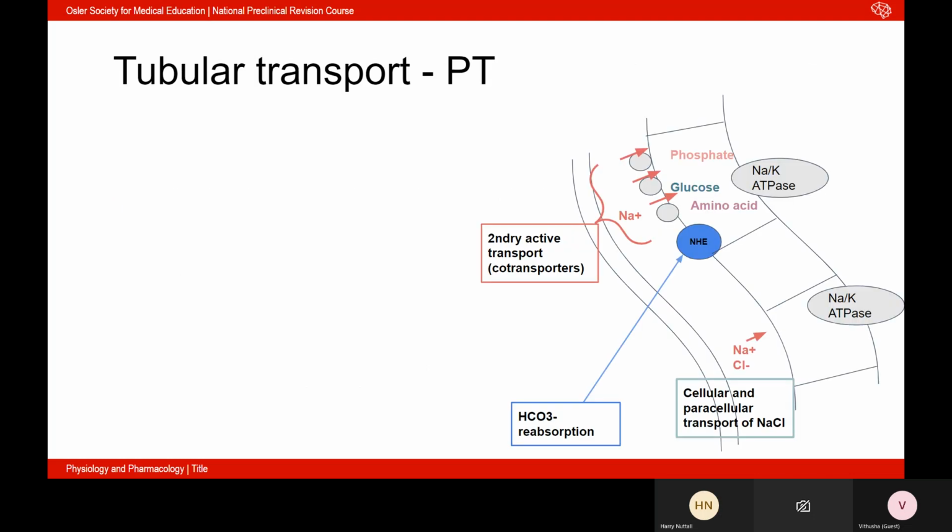Okay, so what's happening in the proximal tubule? There is this principle that early in the tubule, there's this bulk handling, and then later on, there's more fine tuning and regulation of what's being absorbed or secreted.